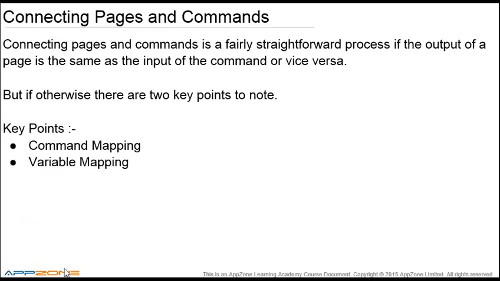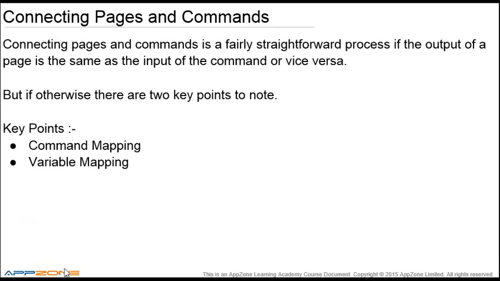So if the output of a page, for instance, is a form that is supposed to get details of a particular user, and a command is supposed to save that particular form, the input expected by the command usually is either an entity that represents all the properties or fields of a particular page, or a list of fields that represent all the properties from the form page. So basically there's a one-to-one mapping between a page and command.